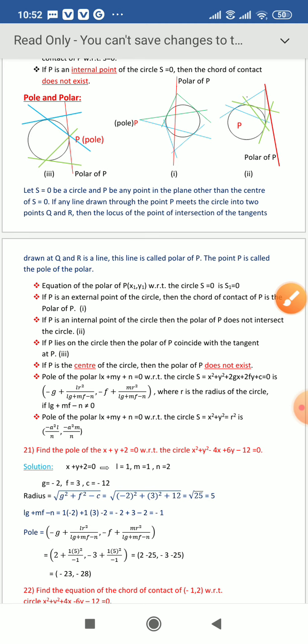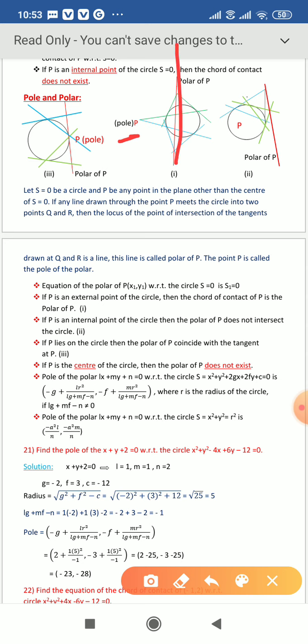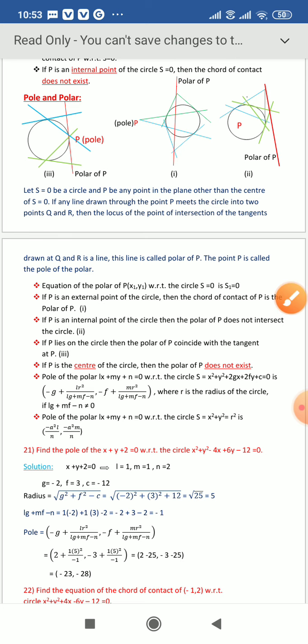That straight line, the locus of the points of intersection of the tangents drawn at Q and R to the circle, is a straight line. That straight line is called the polar of P. That point P is called the pole. This is the pole of this polar. For this polar, this is the pole. Okay, this is the definition of the pole and polar.